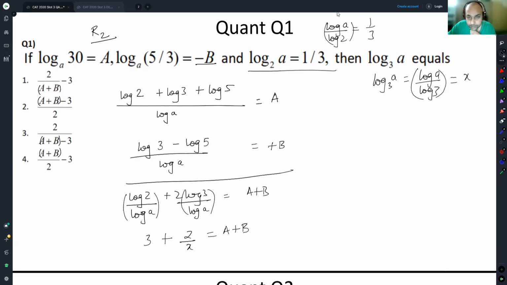So now I will get 2 by x is equal to a plus b minus 3, or x by 2 is equal to 1 by a plus b minus 3, or x is equal to 2 by a plus b minus 3, which is option 3. Again, would not have been possible without my kids telling me how to solve it. At least I would definitely have not done this in the exam. Okay, moving on.